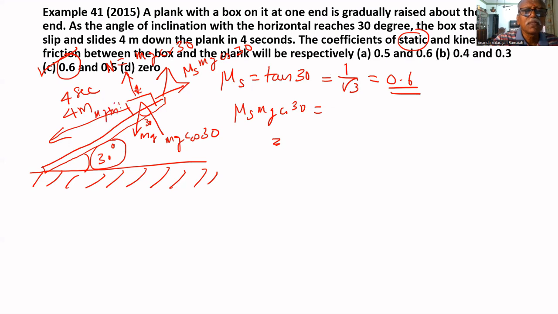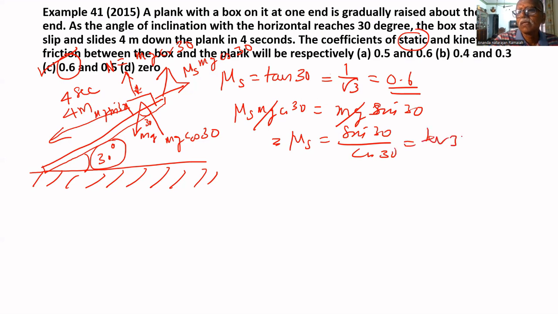mg sin 30. Why? Because mg is acting vertically downward. If you resolve it into two components, one is mg sin theta, sin 30, and mg cos 30. Therefore, that is equal to mg sin 30. mg getting cancelled. Therefore, mu s equal to sin 30 divided by cos 30, that is equal to tan 30, that is equal to 1 by root 3, that is equal to 0.6. So, static friction we got. Dynamic friction we would find.